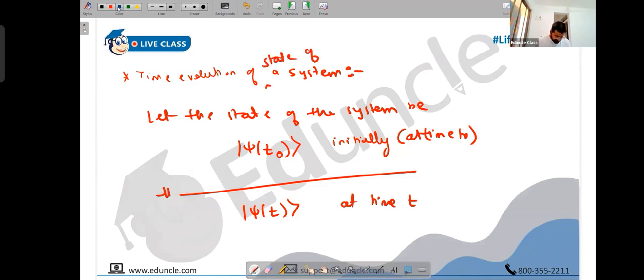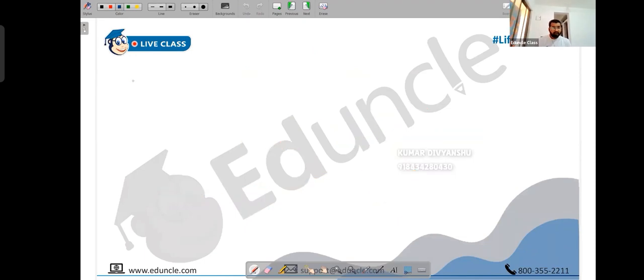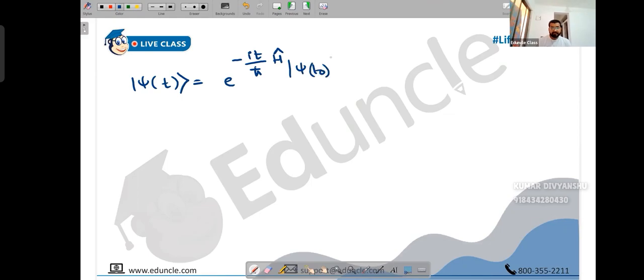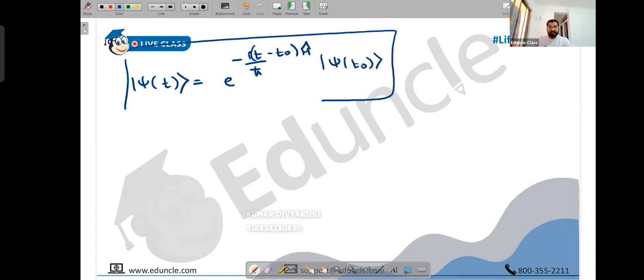The relationship is very much clear here. The value of psi(t) is directly written as e raised to minus i (t minus t0) upon h-cut into H-cap into psi(t0). You should write this as t minus t0. They are assuming t0 is 0 right now. H-cap is your Hamiltonian operator. This is how the wave function evolves with time. Make a note.